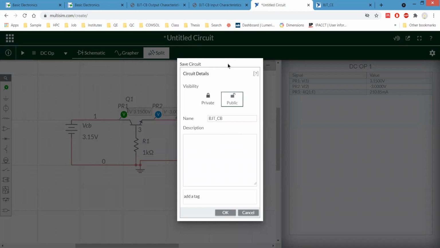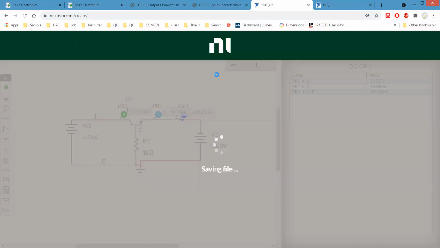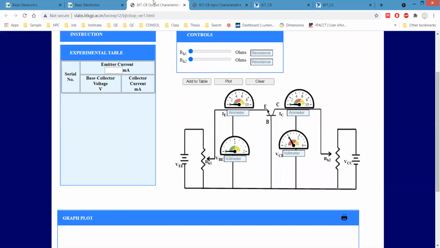Okay, so do you have any query till now? If you have any query, you can ask. Otherwise we will perform the output characteristics. So do you have any query? Okay, I don't think you people have any query.